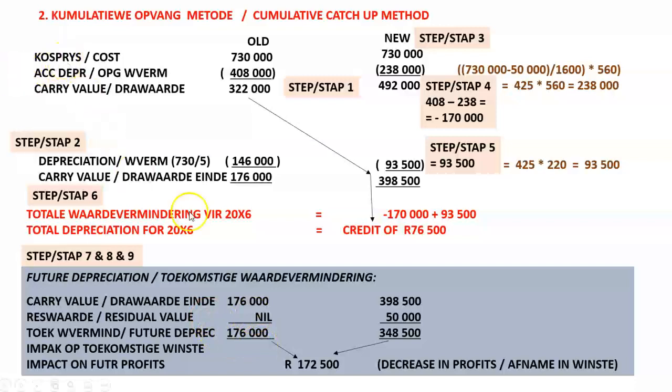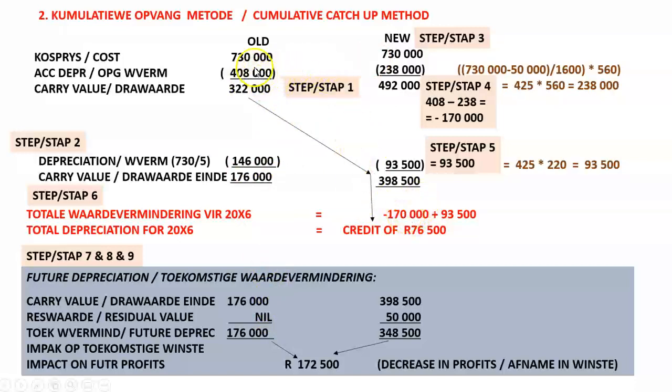Guys, at the end of the day, this is a zero-sum game because what is the maximum depreciation that we can write off? Only 730,000. We can never write off more than 730,000 because you cannot write the asset into a negative value. So it is all about when are we going to write off a portion of the 730,000. So over time, the full 730,000 is going to be written off.